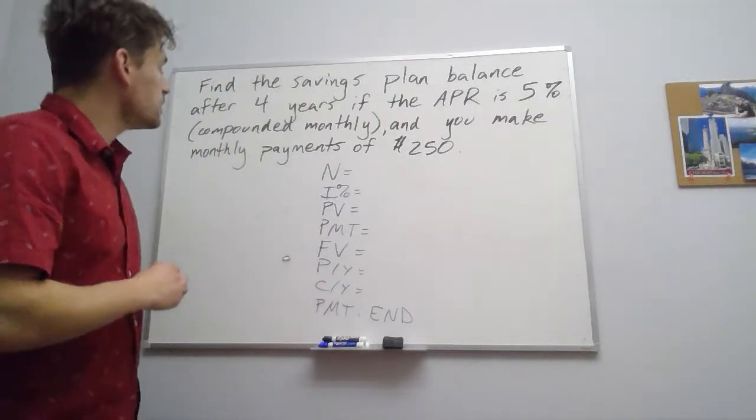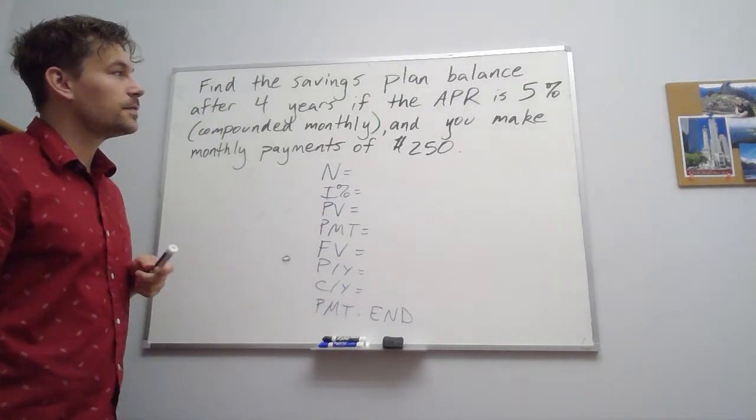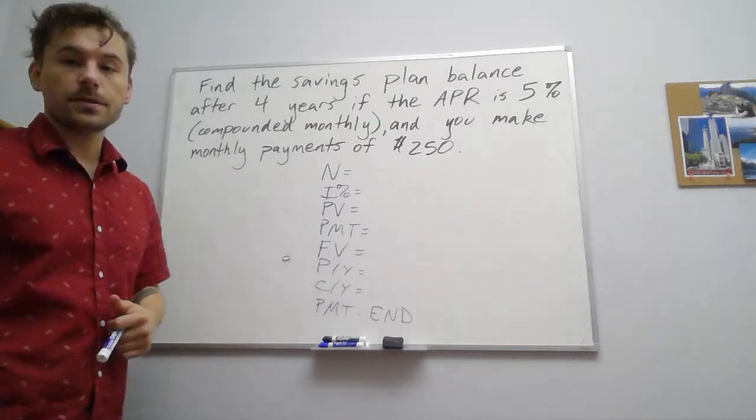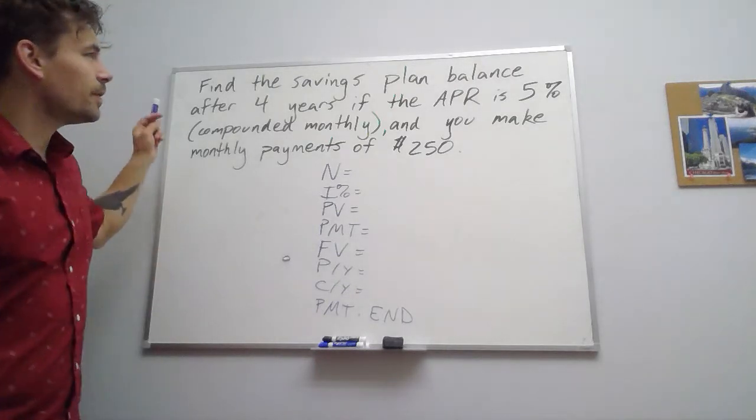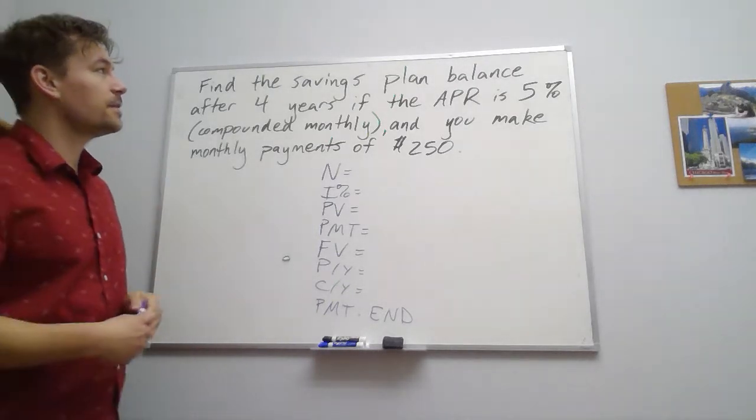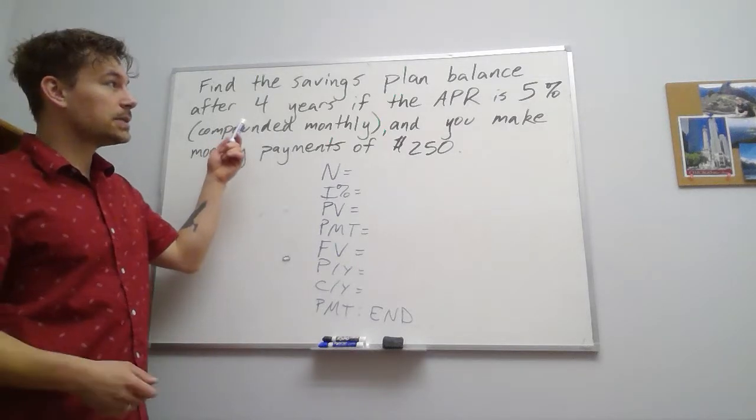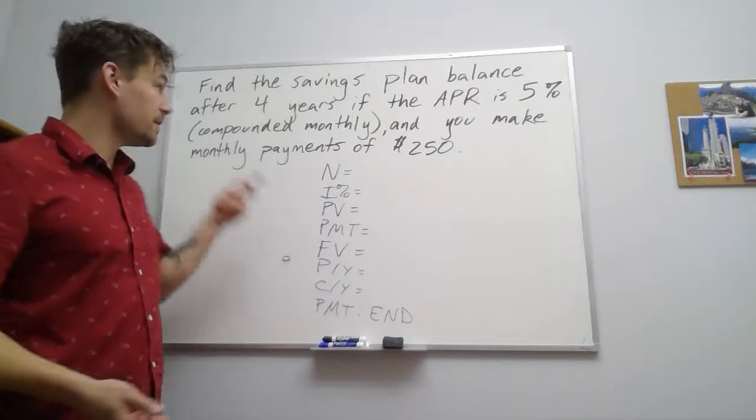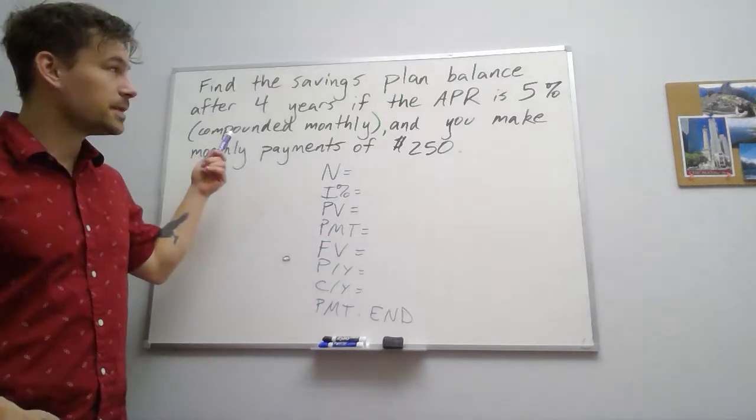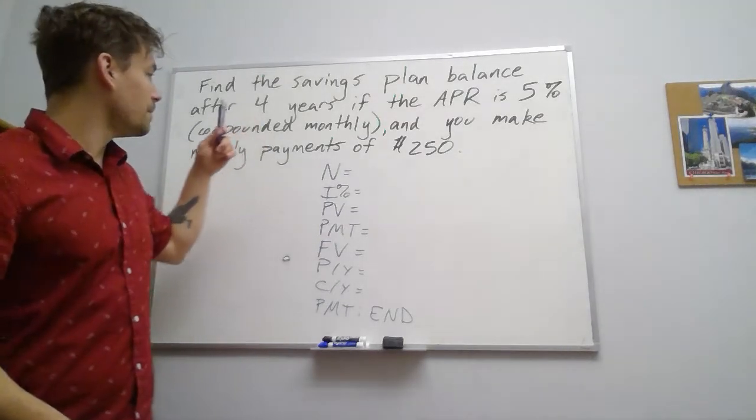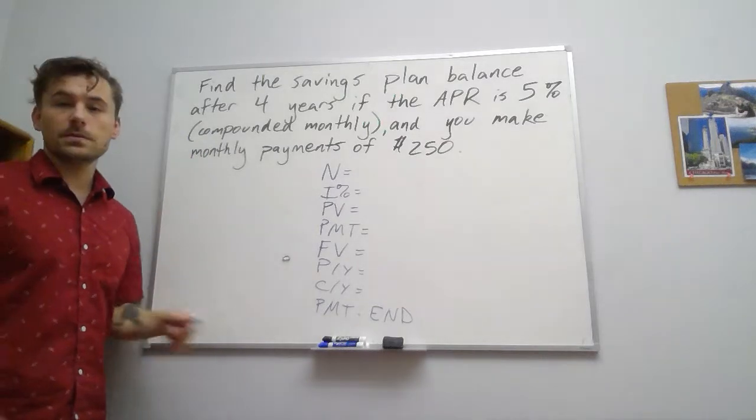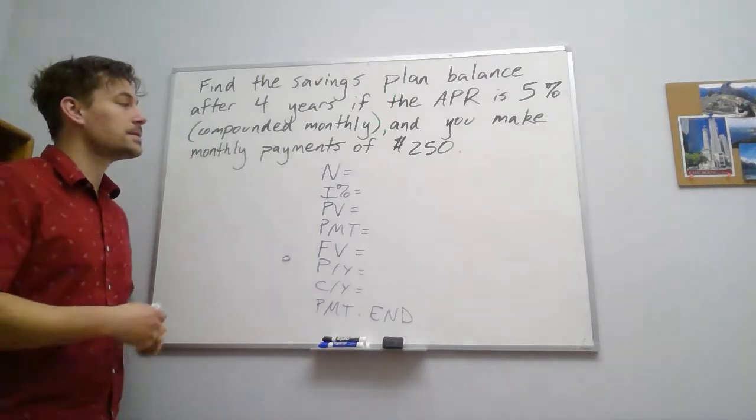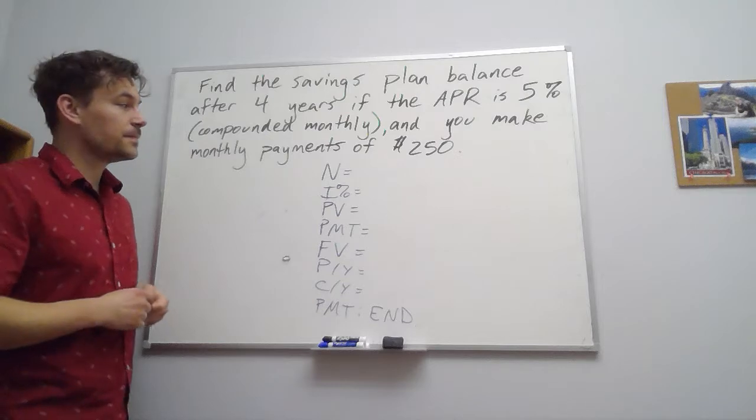All right, so let's do an example with the TVM solver where we have regular deposits. We want to find the amount in our savings plan after 4 years. Our APR is going to be 5%. If the problem doesn't specify, assume that we're compounding monthly for these. That's generally the case. And then we're going to make monthly payments, right? Regular deposits of 250 bucks.